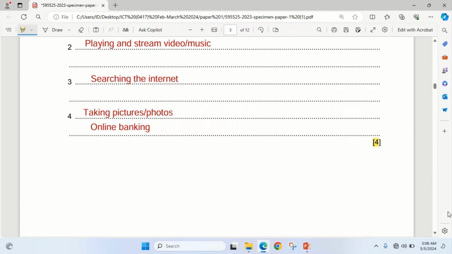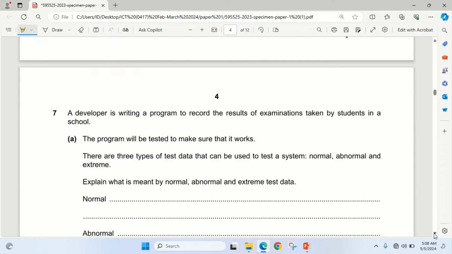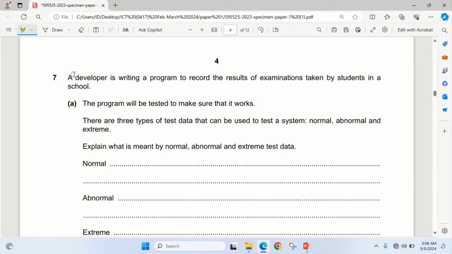So then the next question, question 7. A developer is writing a program to record the results of examinations taken by students in a school. So the program will be tested, keyword, will be tested to make sure that it works. There are 3 types of test data that can be used to test a system. And according to the syllabus, you have been taught different kinds of test data.